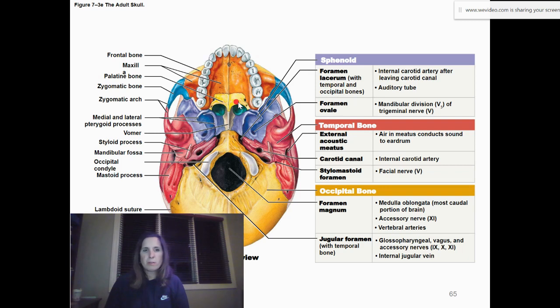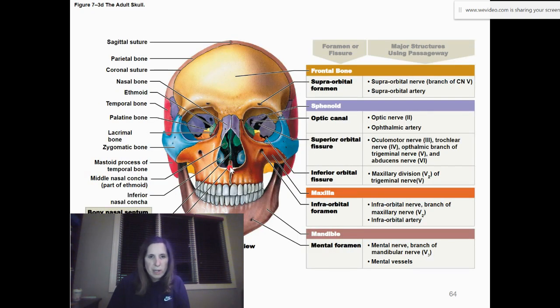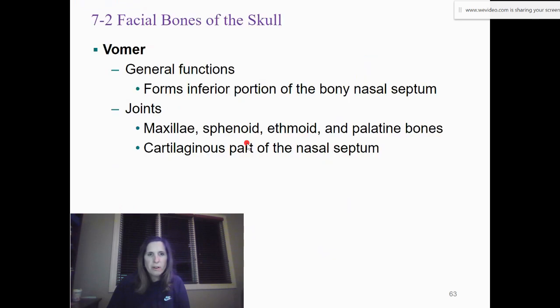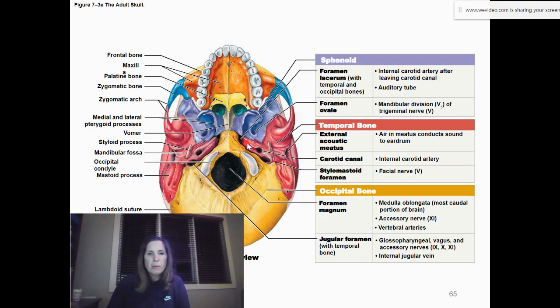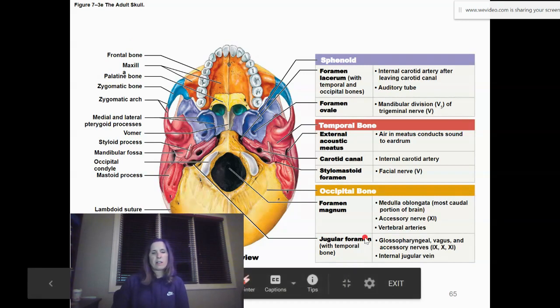So this is the palatine bones right here. The vomer is right here. See this gray structure? This is the vomer. You can see that better from the inferior view. Here's the vomer right here. And then the palatine is right here. So the inferior view is definitely better: here's your vomer, here's your palatine bone.